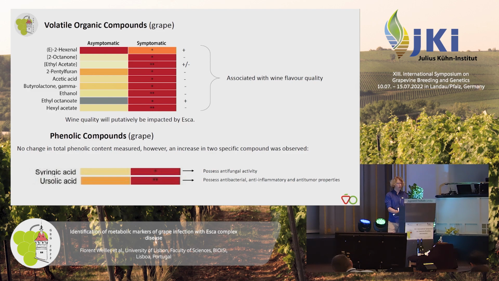Now we looked at the phenolic compounds. A separate analysis for quantification didn't allow us to measure any significant difference between symptomatic and asymptomatic samples. However, looking at individual compounds, we could see that syringic acid and ursolic acid were present in higher abundance in the symptomatic samples, which is interesting as they have been shown to possess specific antifungal and antimicrobial activities, which would suggest a reaction to stress.